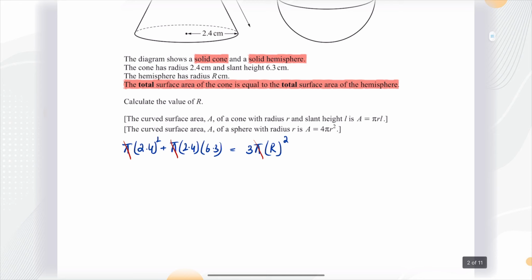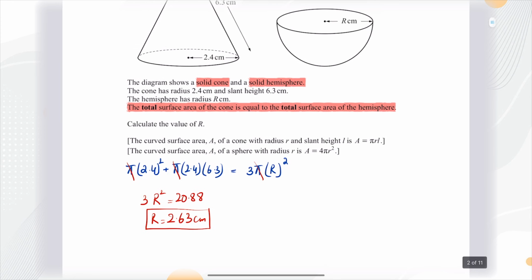And you just make r square the subject. So if you make r square the subject, here's what you're going to do. 2.4 squared plus 2.4 into 6.3. So I'm looking at a certain value, which I'll tell you what it is. It's 20.88. So now I'll just directly tell you guys what the value of r is. First we'll divide it by 3. Then when you take the square root, you're looking at 2.63 centimeter. And there you go, fellas. That's your answer. So this was a pretty easy one.